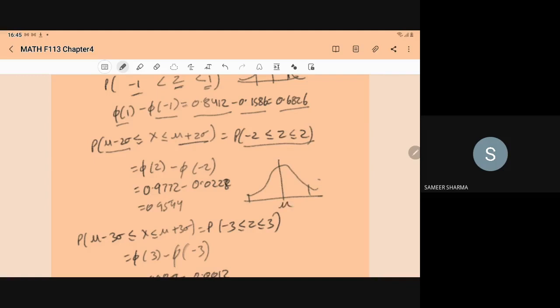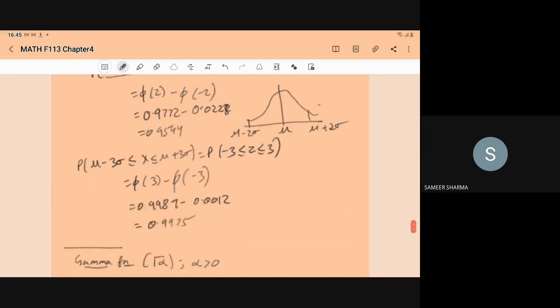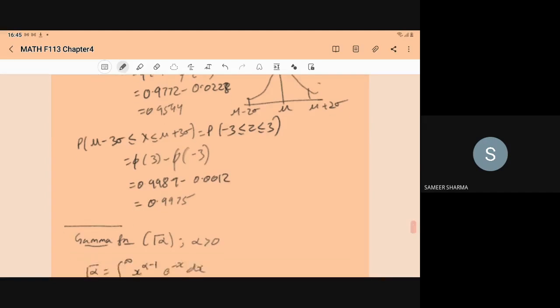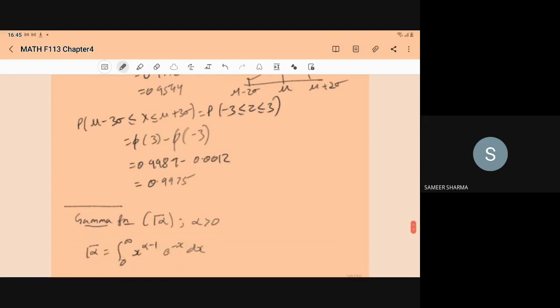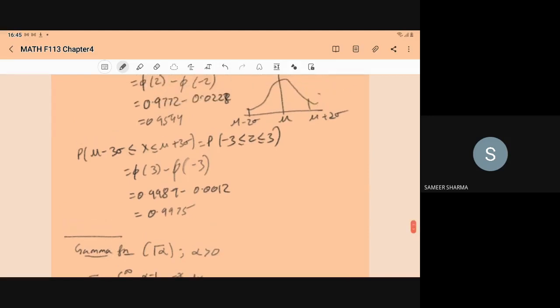That is mu minus 2 sigma to mu plus 2 sigma. So around 95% of observed data lie within two standard deviations. Similarly, for three standard deviations, it becomes the probability of Z between -3 and 3, so phi of 3 minus phi of -3. That comes to 0.9973. So around 99.7% of observed data always lie within three standard deviations.